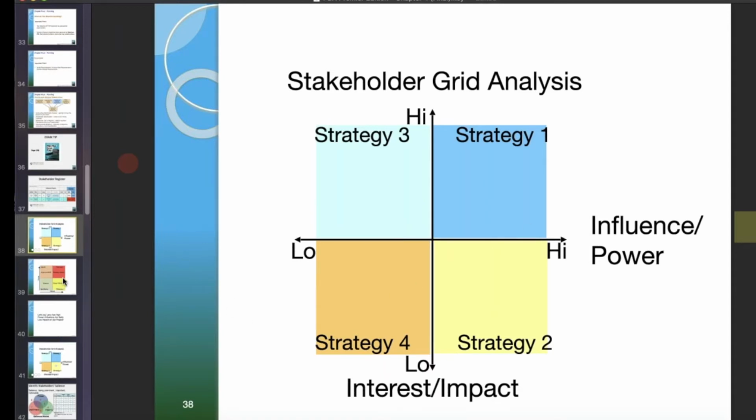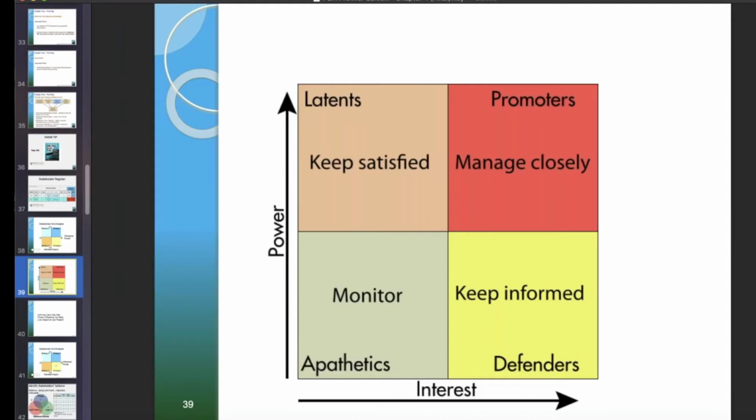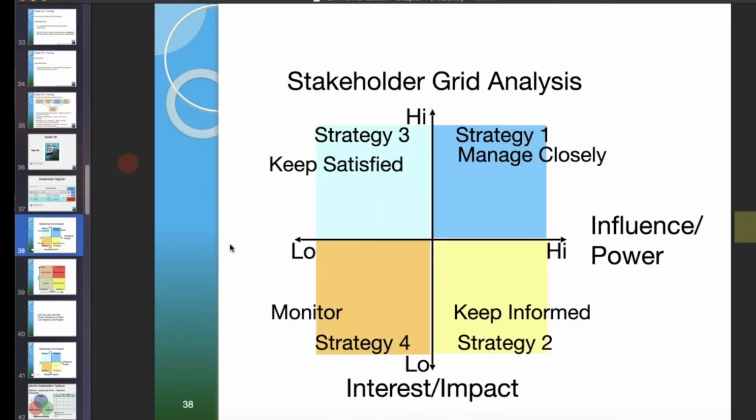But what do we call them? And you need to know this. You need to know what I'm about to show you. On a grid analysis, strategy 1 means what? Manage closely. You don't need to remember the name up here, promoters. Well, they could put it on there, but usually they just put the term manage closely. So strategy 1, people you manage closely. Strategy 2, keep informed.